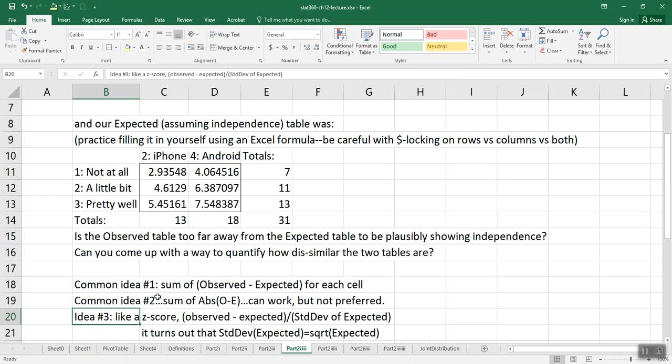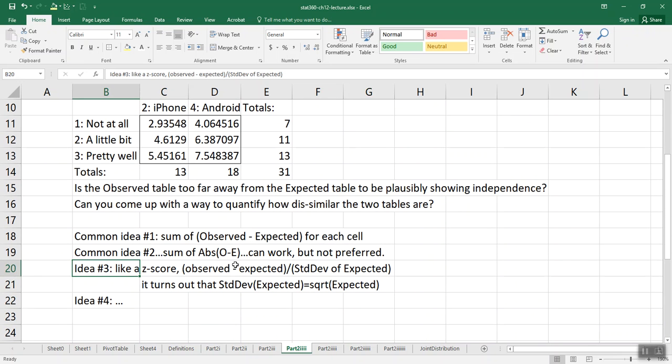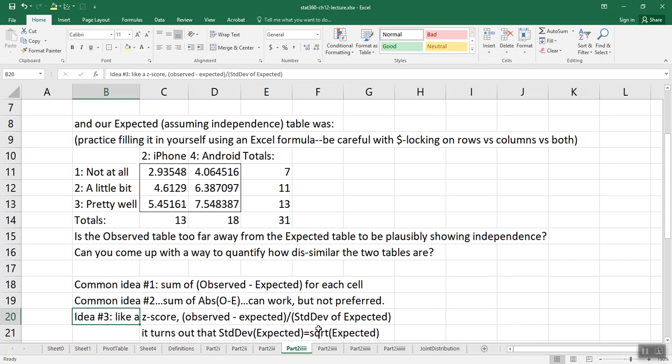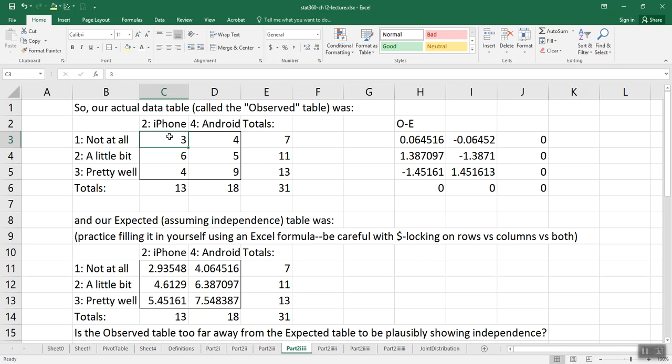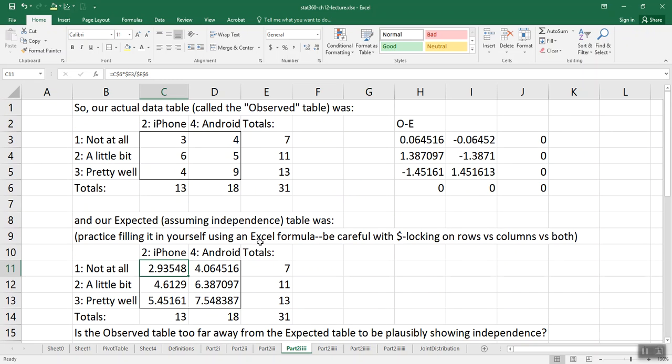Another way to think of it is if this is an expected value, that's like a mean, and this is like a data value. When we were doing z-scores, we did observed minus expected divided by the standard deviation of whatever we're working with. It turns out for theoretical reasons that the standard deviation of the cells here, if the true population has independence, is just the square root of these expected values. So you might say, let's compute observed minus expected divided by the square root of expected for each cell in the table. And that's not a bad idea, but again, you get the negatives canceling the positives.